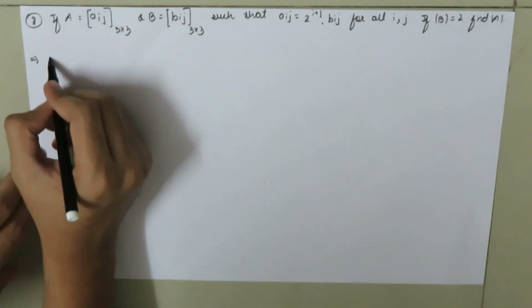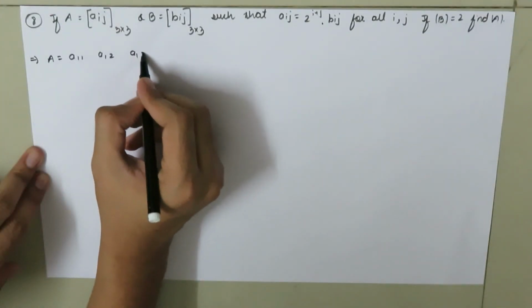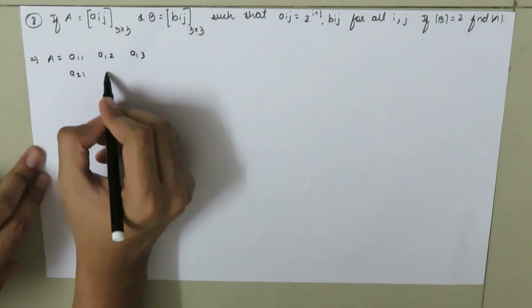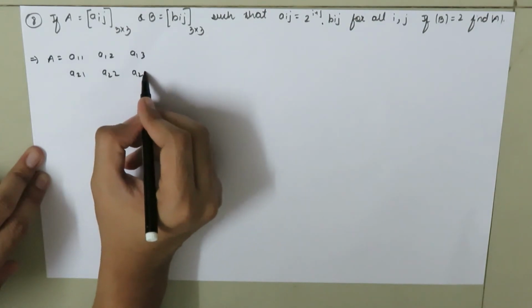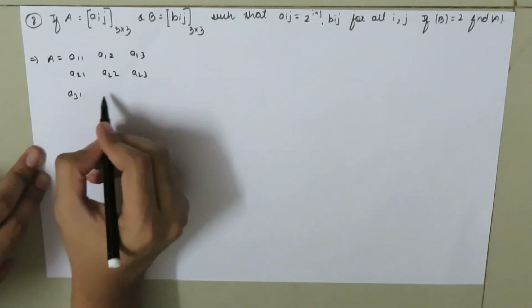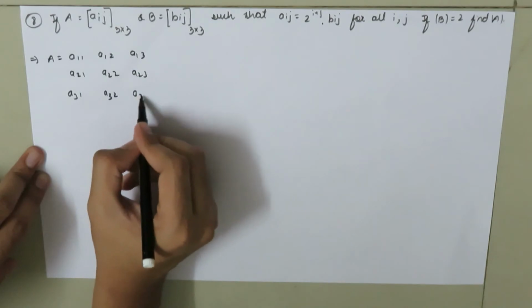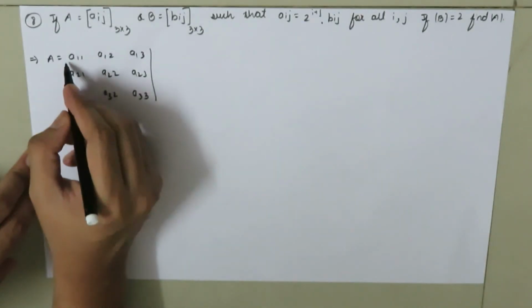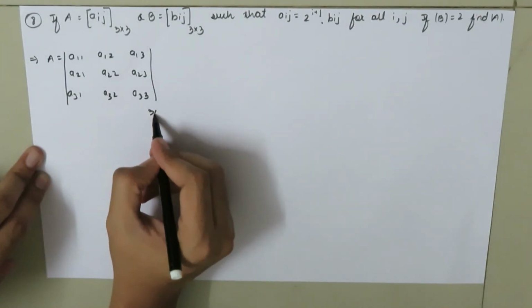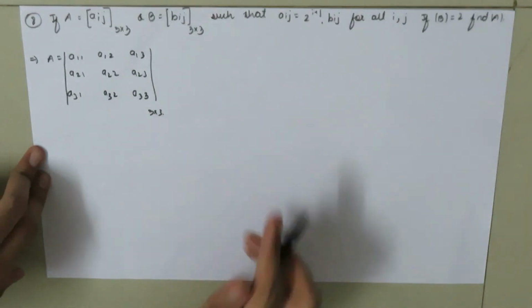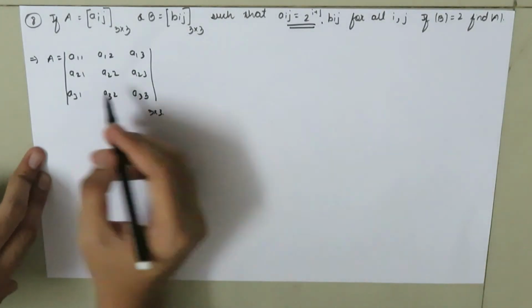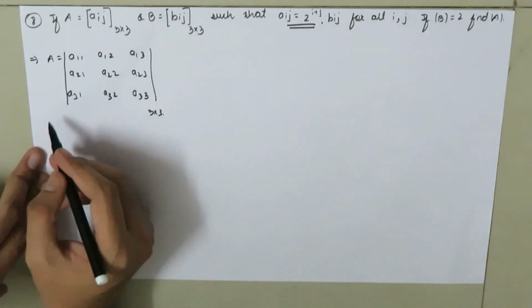So we can write this as A is equal to first row first element, first row second element, first row third element, second row first element, second row second element, second row third element. This is third row first element, third row second element, and third row third element. This is 3 by 3, and we need to replace this matrix by this condition.